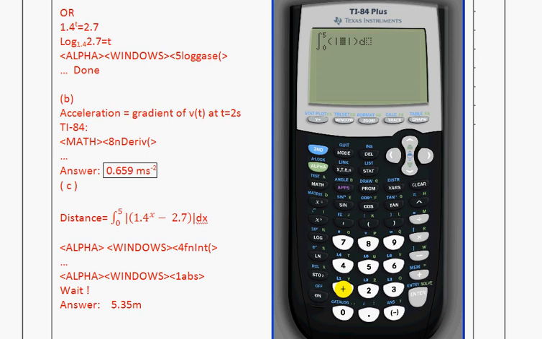1.4 raised to power x minus 2.4, and the integral is with respect to x. Finished. So it is thinking, calculating, because here is the running line. It means that it takes a long time. Answer should be 5.35. Yes, it is 5.35, so we can go to the next question.